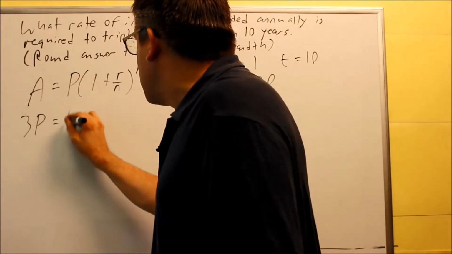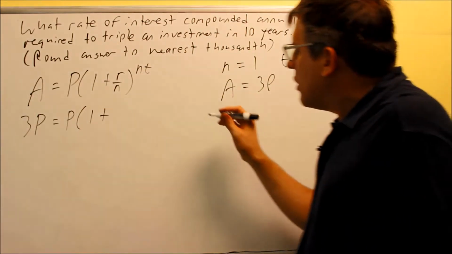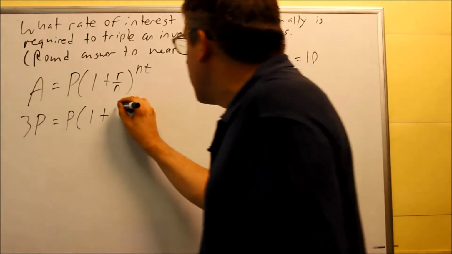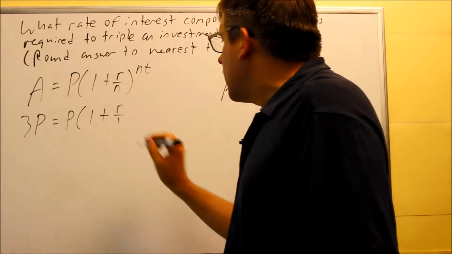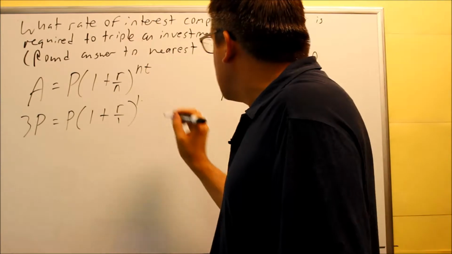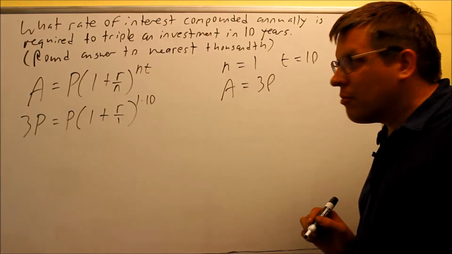3P equals P times 1 plus your rate. We don't know what that is. That's what we're trying to solve for because it's asking for what rate of interest. So I'm just going to put an R there. That's the unknown. Down below here I have my N. My N is 1. And then this is going to be 1 times T. Your T is going to be 10 years. We're given that information as well.